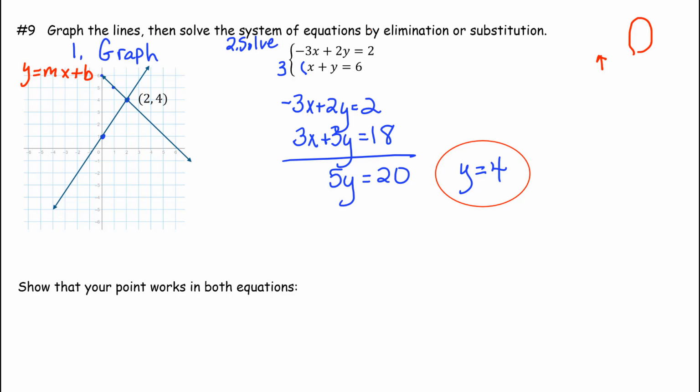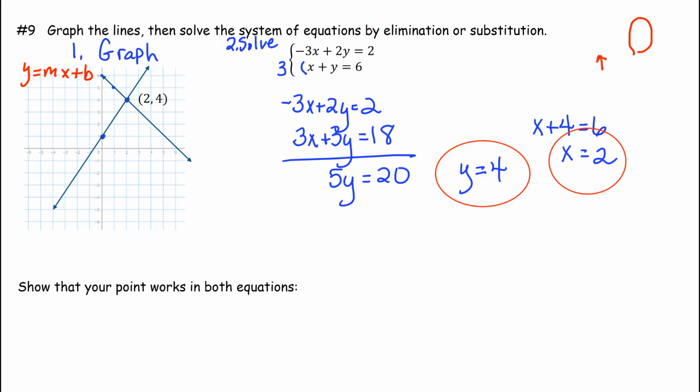And now if I take that 4 and plug it back into either equation, I can find out what x is. I'm going to plug it into the second equation, x plus y equals 6. So x plus 4 equals 6, which means that x must be 2. So I'm getting 4 and 2 for my x and my y.